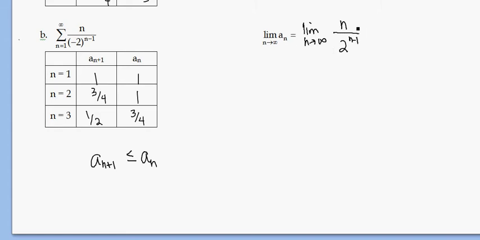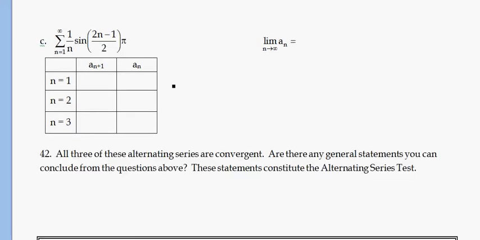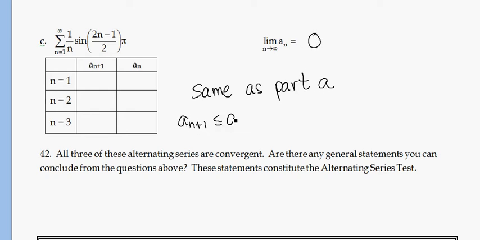So let's evaluate this limit. If we plug in infinity, in some sense we get infinity over infinity, so we can apply L'Hopital's rule, and we see that again this limit is 0. This third example is exactly the same as part A, as we saw by actually writing out the sequence. So we're going to get the limit to be 0, and again the n plus first term is going to be less than the nth. Now all three of these alternating series are convergent. So what are some general statements we can conclude from these questions? And basically this is what the alternating series test is.